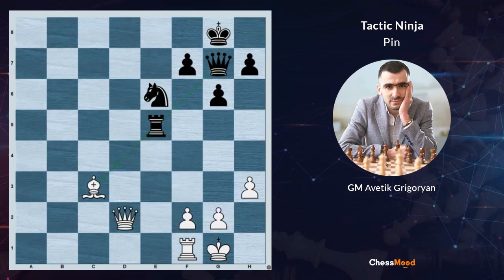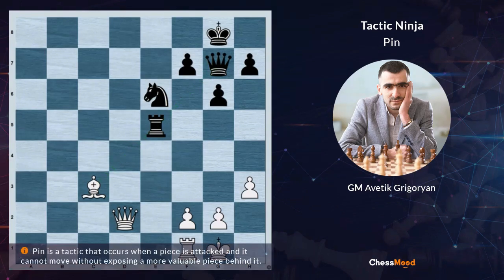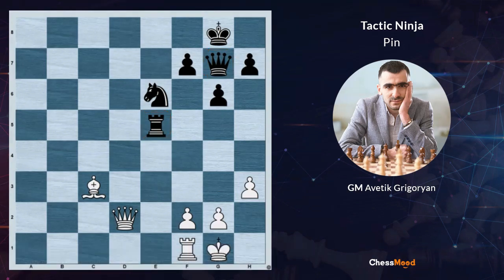And again, it's a pin, because do you remember the definition of the pin? A pin is a tactic that occurs when a piece is attacked and it cannot move without exposing a more valuable piece. In this case, the queen. The queen is more valuable than the rook, right? So here, because of this pin, we are going to win the exchange. Let's go to the next example.